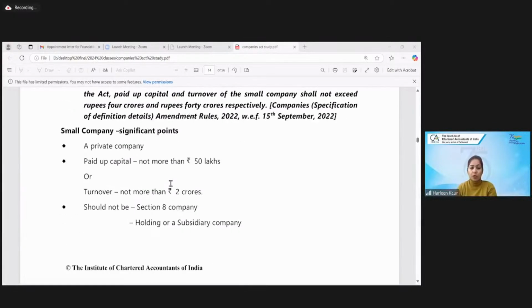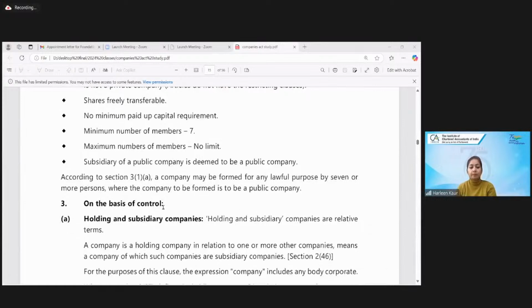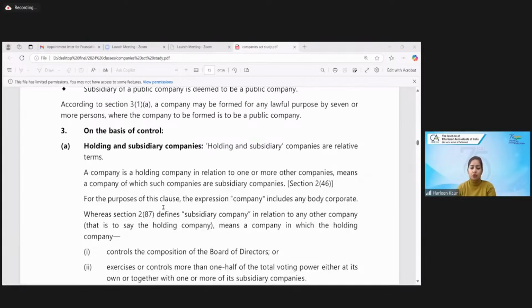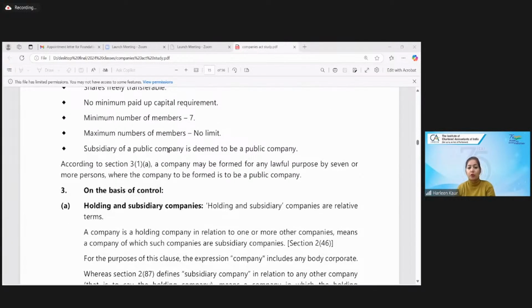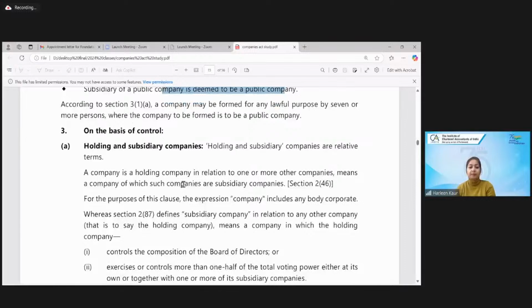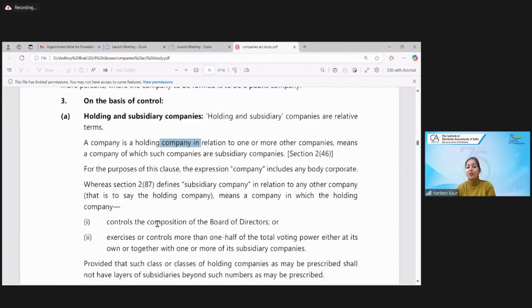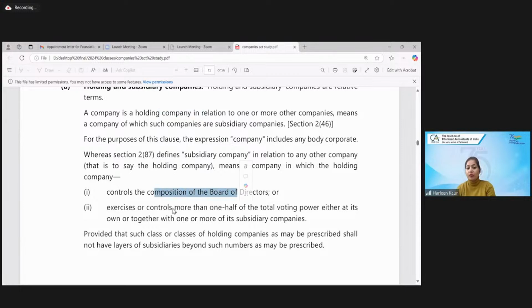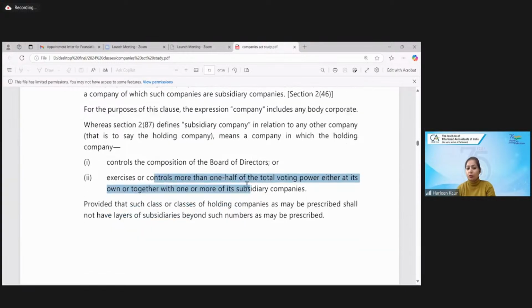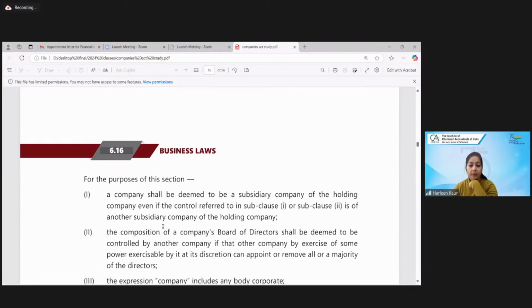I'll come back to small company. Let me just finish off with the holding and subsidiary relationship, because only then will you understand the point about subsidiary of a public company. A company is said to be a holding company if it has one or more subsidiaries, it is controlling the board of directors, or it is controlling more than half of the total voting power. Either of the points, if you're doing, you will be considered a holding company.